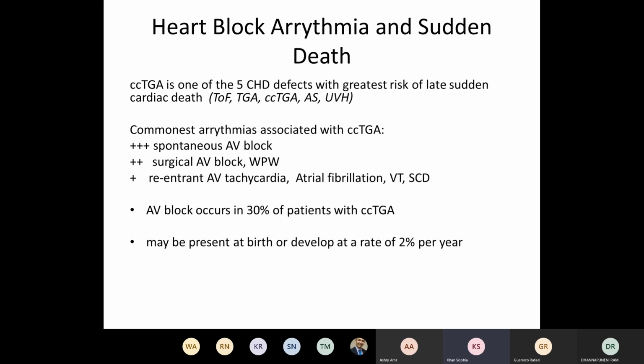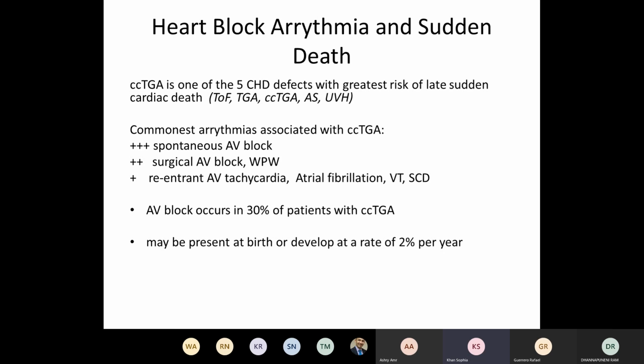The commonest arrhythmia is normally spontaneous AV block, for the reasons we were discussing, and then in patients that have had surgery, I've just used the plus signs to say how common they are. So the spontaneous AV block is the most common, and then the surgical AV block or Wolff-Parkinson-White. And then you do have various other things. You can have flutter or AV re-entry tachycardias or atrial fibrillation, and then obviously the BT and sudden death.